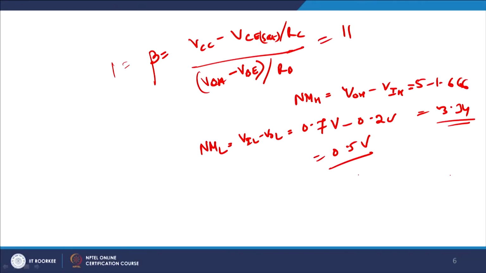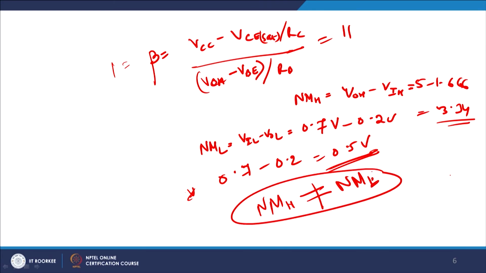So, let me find out NMH and NML, and that comes out to be 3.34, and if you find out NML, it is VIL minus VOL. So, VIL is 0.7 minus 0.2, and this is 0.5 volts. But you see your NMH is not equal to NML, which means that there is a problem.